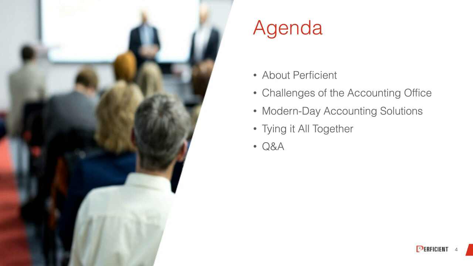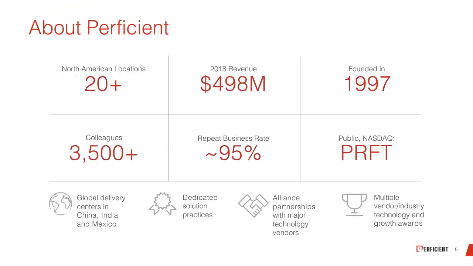A little bit about Perficient. So Perficient has been in business since 1997. We have over 20 offices here in North America. In addition to those 20 offices in the States, we also have development centers in China, India, and Mexico. Last year's annual revenue was just under $500 million. We have over 3,500 employees or colleagues, as we call them.